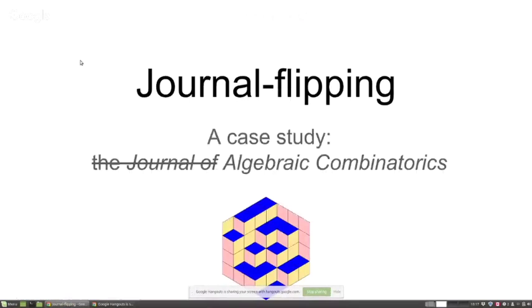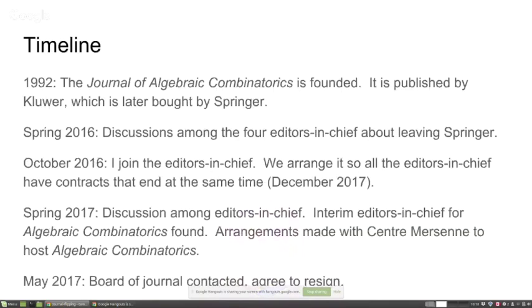So I'm going to be talking about an example of journal flipping, which is the Journal of Algebraic Combinatorics, which was owned by Springer, and this past year flipped to become an open access journal now called Algebraic Combinatorics. So I'm going to walk you through the timeline of what happened and try to give you a sense of how that worked.